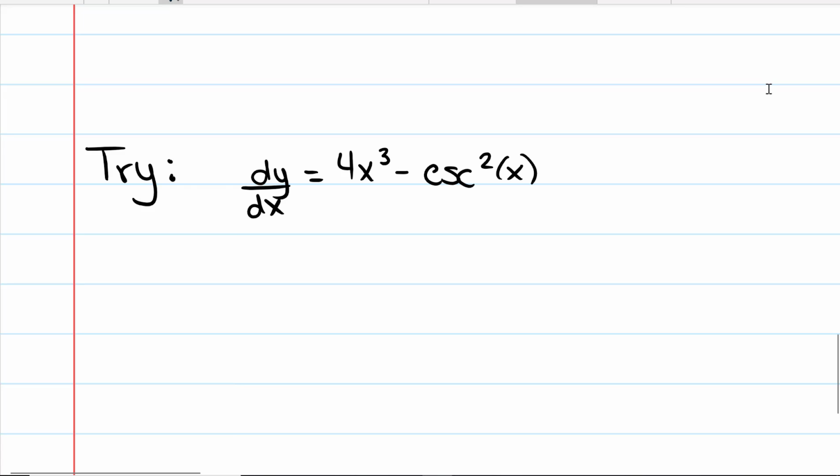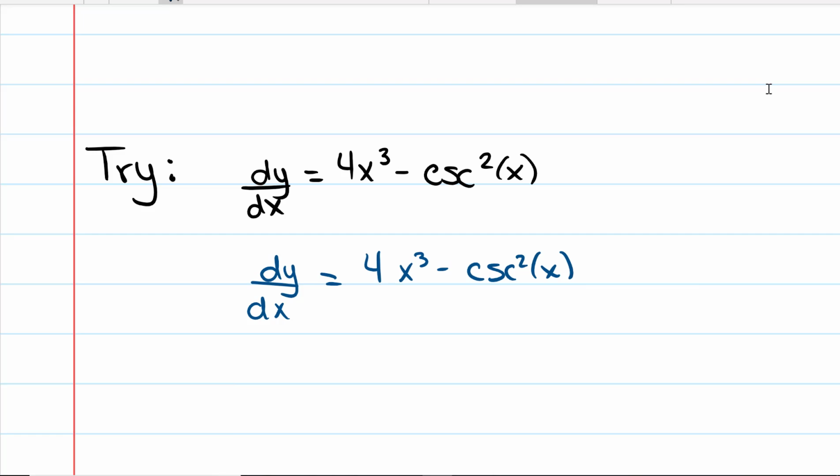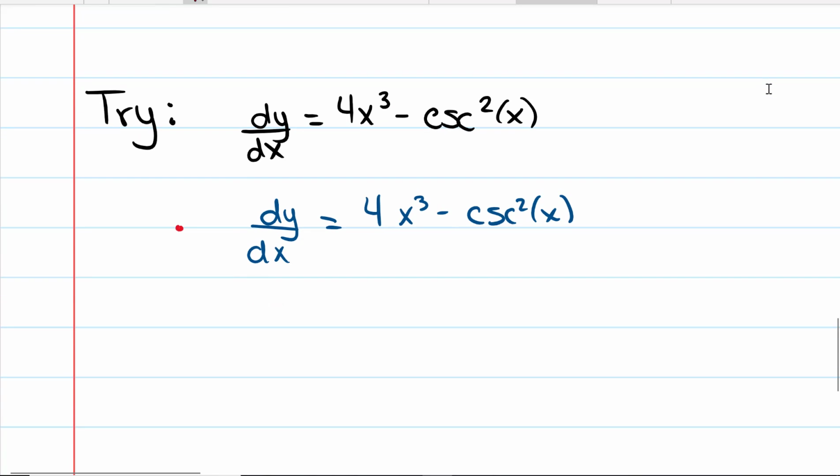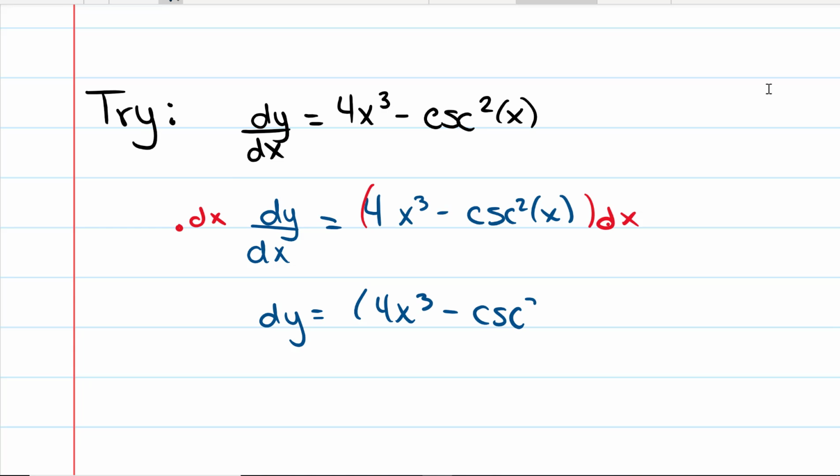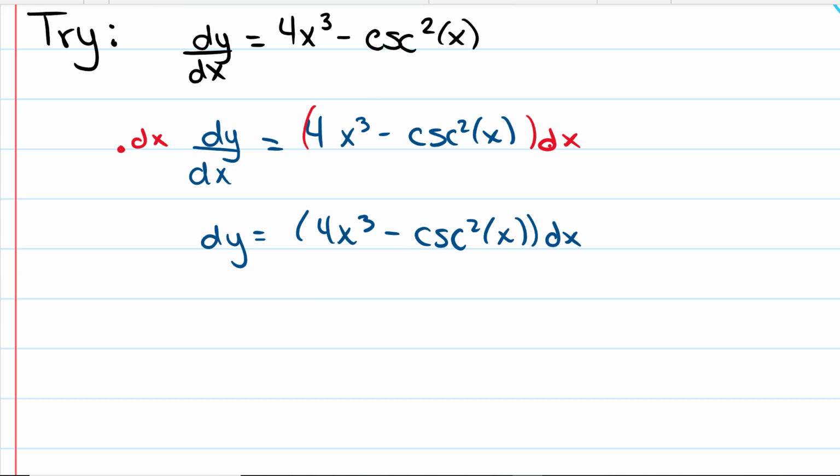So, step 1, I like to write the problem again just one more time: dy/dx equals 4x cubed minus cosecant squared x. Now what we do is multiply both sides by dx. So you're going to get dy is equal to 4x cubed minus cosecant squared x dx. So we're going to integrate both sides of the equation. So we write an integral sign, and we're going to do it with respect to each variable. On the left, we're integrating with respect to y.